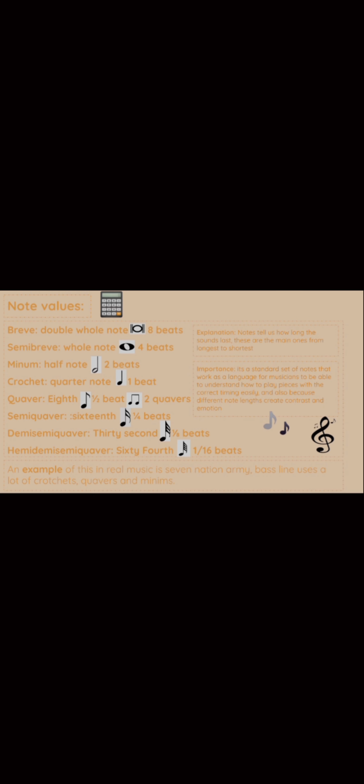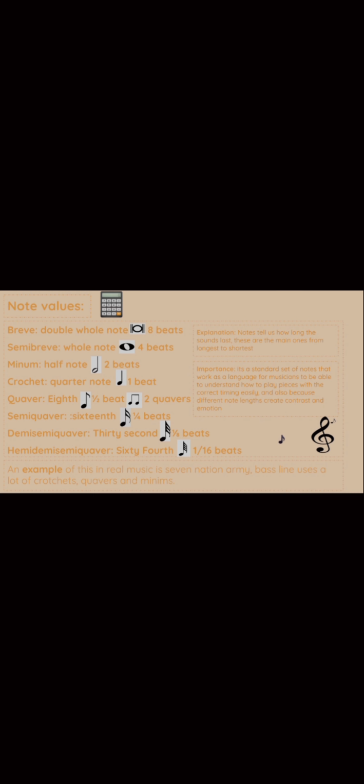So we would have 1, 2, 3, 4. Then we would have a minim, which is a half note, which is 2 beats, which would sound like 1, 2, 3, 4. Then we have a crotchet, which is a quarter note, so it's 1 beat.